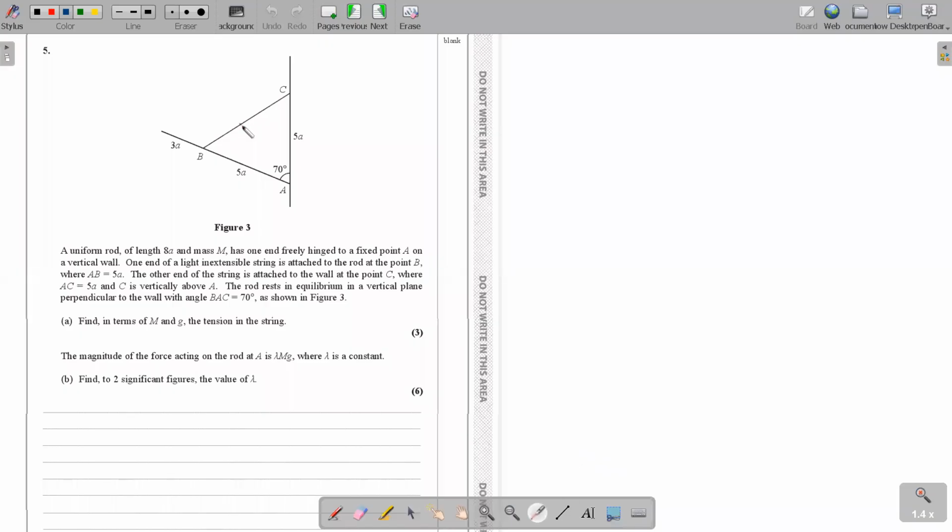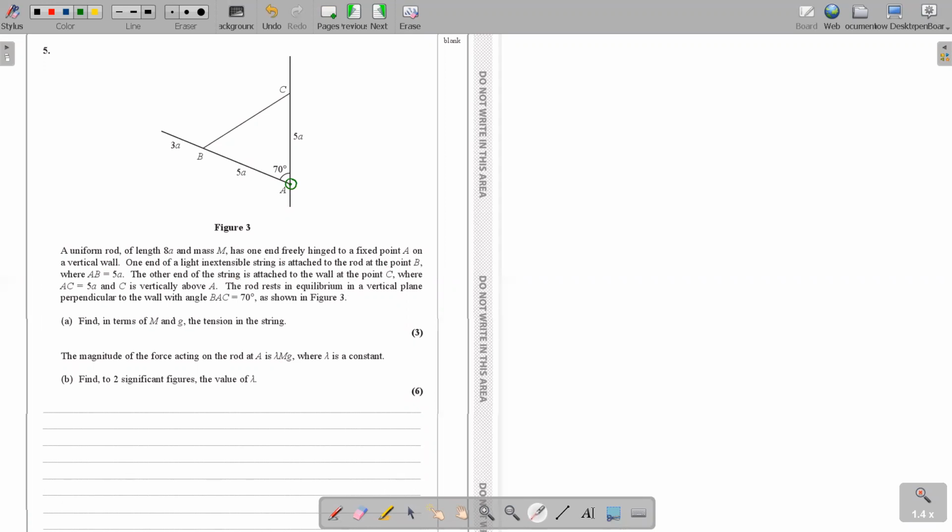Okay, question number 4. A uniform rod, so weight acts in the center. A uniform rod of length 8A and mass capital M has one end freely hinged to a fixed point A. So it's hinged, that's an important word. Hinged means it's free to move, right? When you have hinged it, it can move freely around the point. It can move down, it can move up, it can move around it. So it's freely hinged to a fixed point A on a vertical wall.